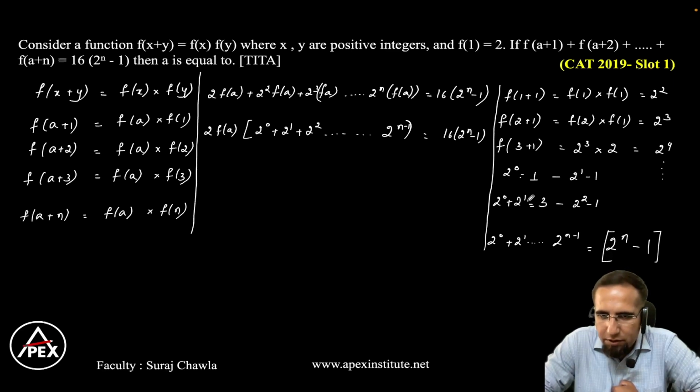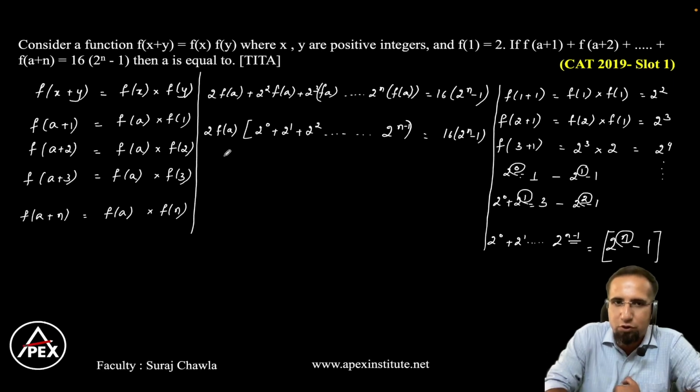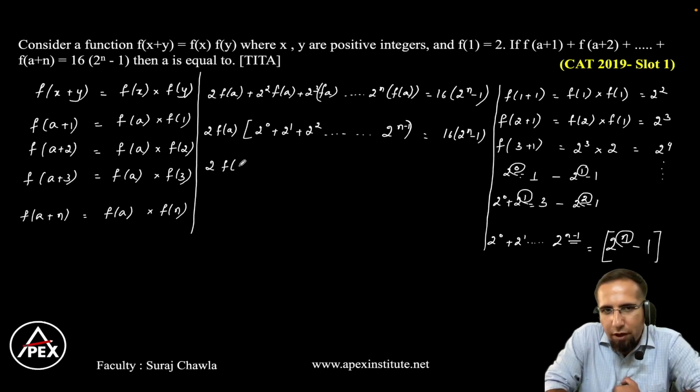You go to the next number. Since this is 1, I write 2 square minus 1. Since this is 0, I write 2 to the power 1 minus 1. So, since this is n minus 1 plus 1, that is 2 to the power n minus 1. So, we get 2 times f of a into 2 to the power n minus 1 is equal to 16 into 2 to the power n minus 1.